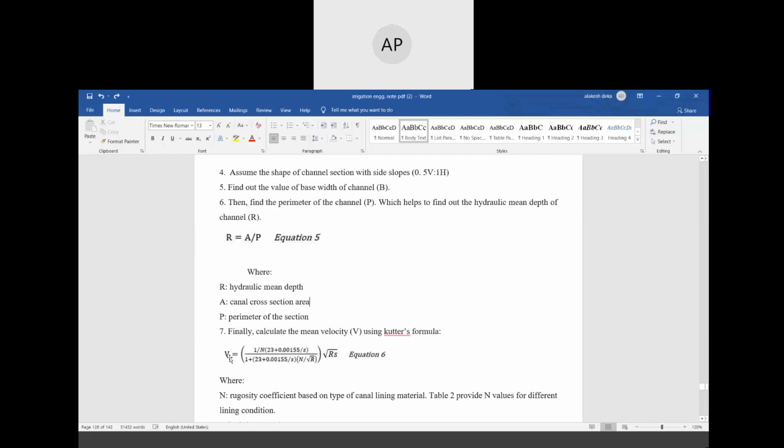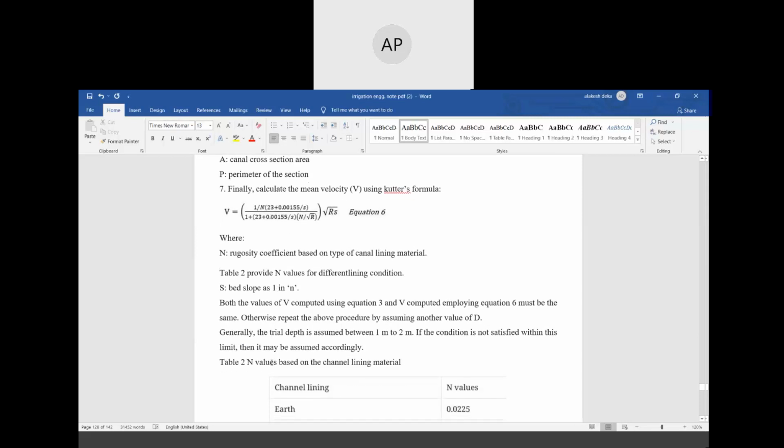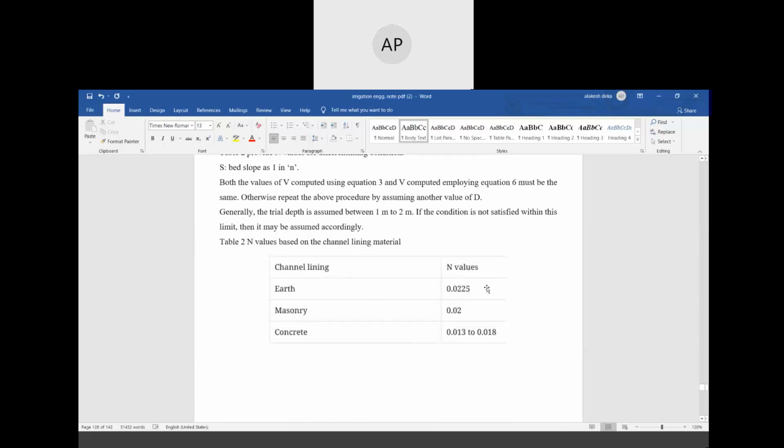His equation is this one. Let me show. V equals 1 by n, into 23 plus 0.00155 divided by s, whole divided by 1 plus 23 plus 0.00155 by s, into n by root over R, where n is the rugosity coefficient based on the type of canal lining material, and there is a table for this coefficient which provides n values, and s is the bed slope. Already these values are given.